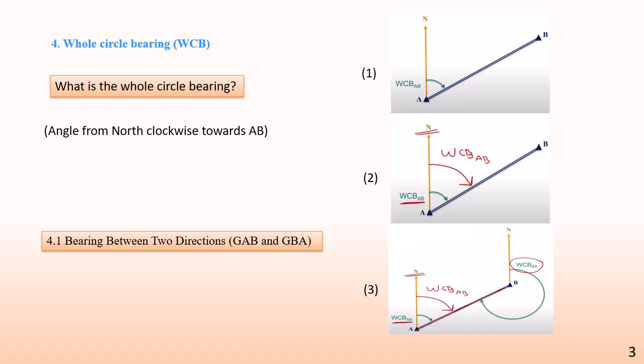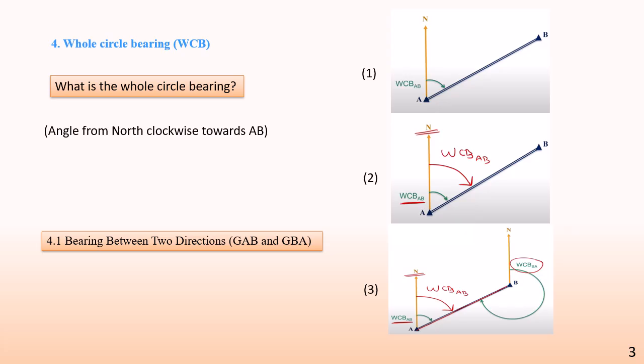What is whole circle bearing? It's simply an angle from north clockwise towards line AB between the two known stations. So this is the angle that I have just mentioned, which is the whole circle bearing. So again, this is the north direction, so the angle from north clockwise towards line AB. So this is the whole circle bearing of line AB. You need to apply this definition always when you hear the term whole circle bearing.